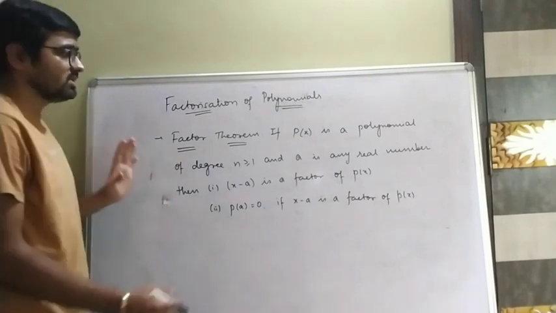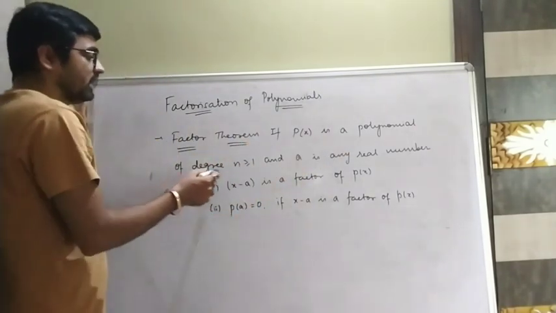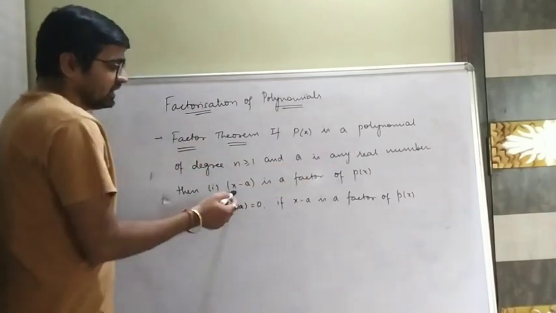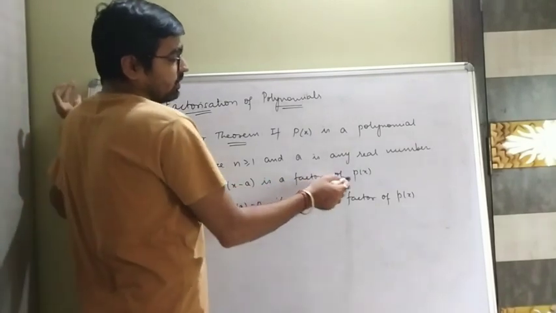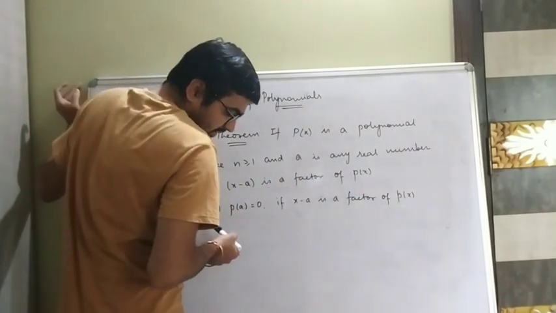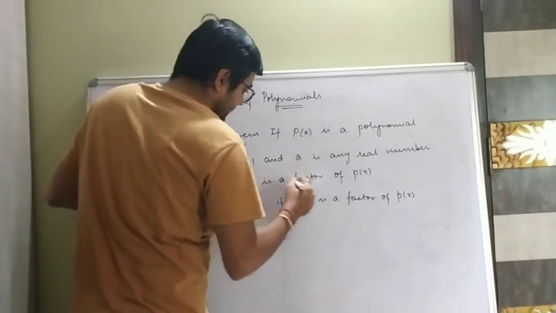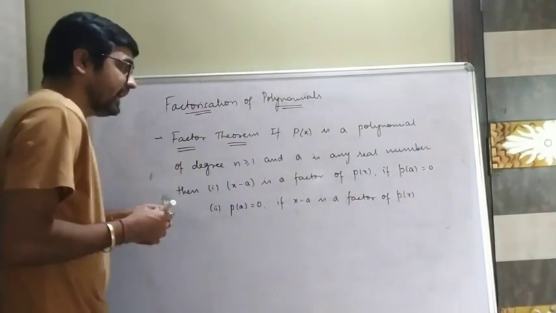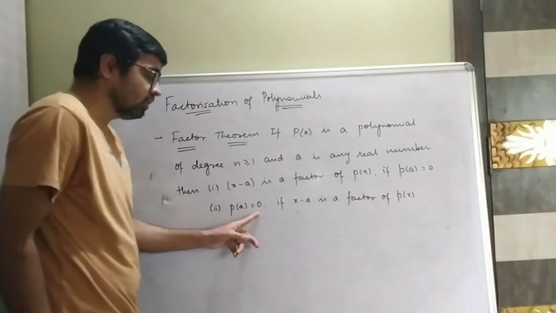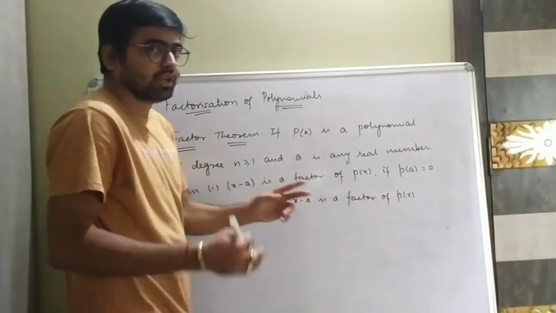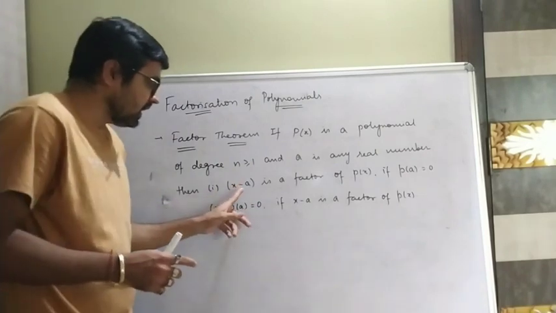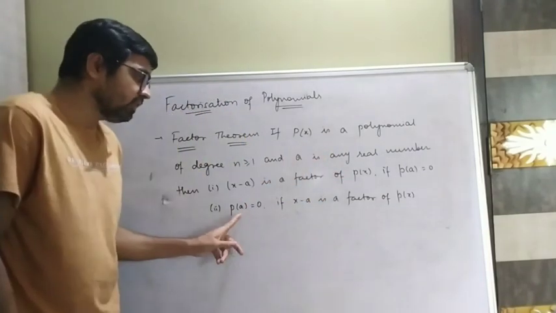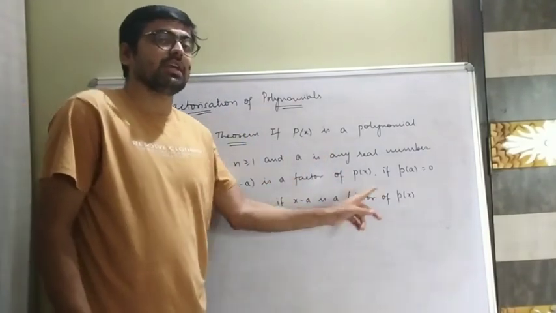The factor theorem says that if p of x is a polynomial of degree n greater than or equal to 1, and a is any real number, then x minus a is a factor of p of x if p of a equals 0, and second, p of a equals 0 if x minus a is a factor. So it's kind of a two-way thing. It means if x minus a is a factor, we will definitely get p of a equal to 0. If p of a is 0, we can definitely say x minus a is a factor.